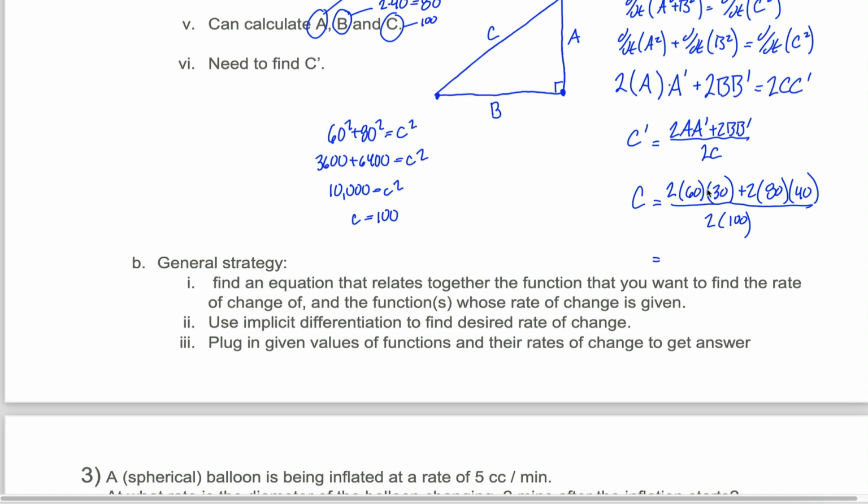I would have just had 60 times 30 here, in other words, 1800, and 80 times 40 here, in other words, 3200, and I would have just had 100 on the bottom. Doing things this way, I get 5,000 divided by 100, in other words, 50. C prime, which I should have written right here, is equal to 50. That's the answer to my question.